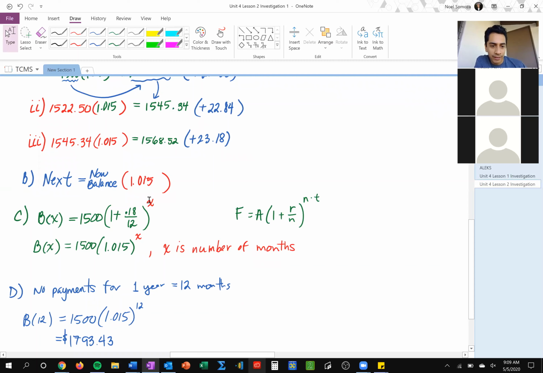And then we left it as to the power of X, because X would be representing the number of months, right? So this is the formula that we got last time when there was no fee, there was no penalty that you were going to have to pay future interest on, right? So you were only paying interest on the initial balance.